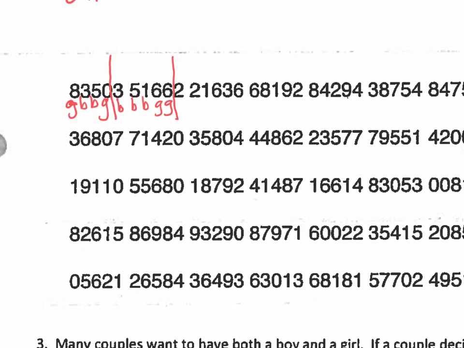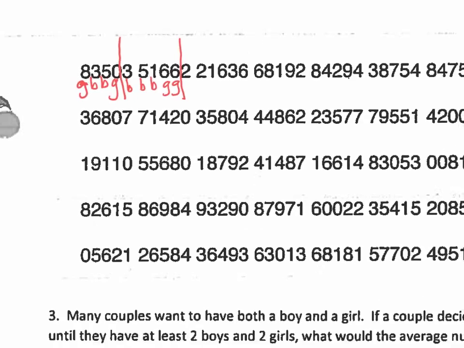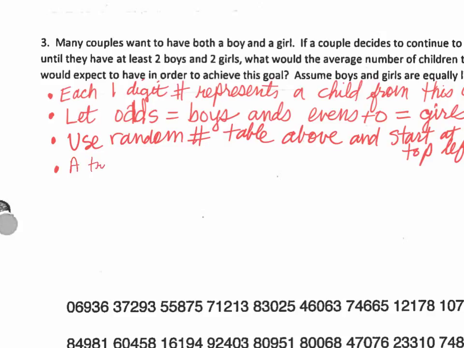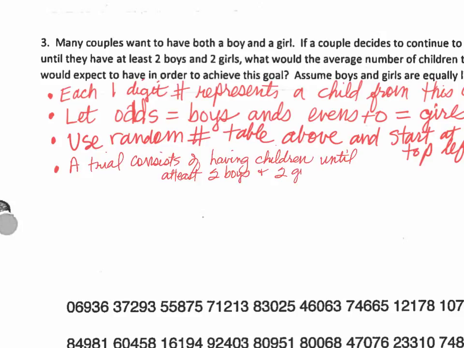My trial consists of having children until there are at least 2 boys and 2 girls. That's what makes the end of a trial. So let's write that down. A trial consists of having children until at least 2 boys and 2 girls are born.